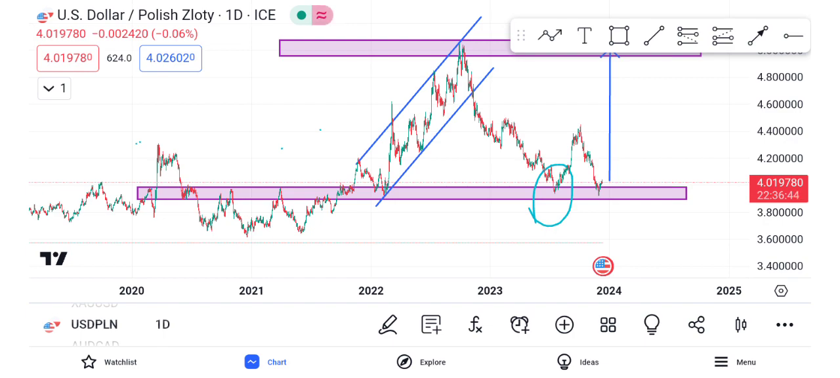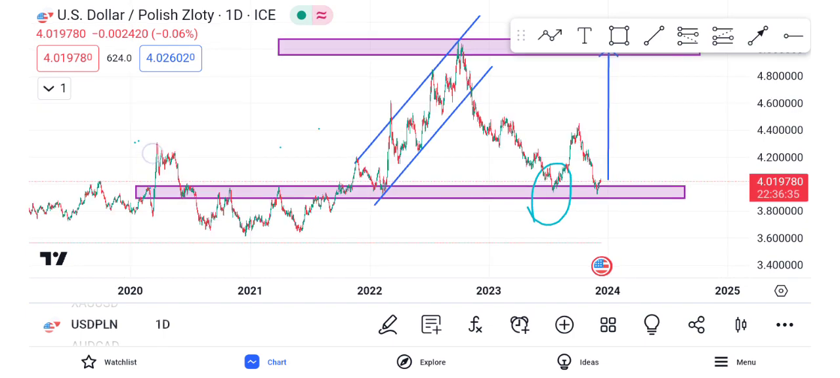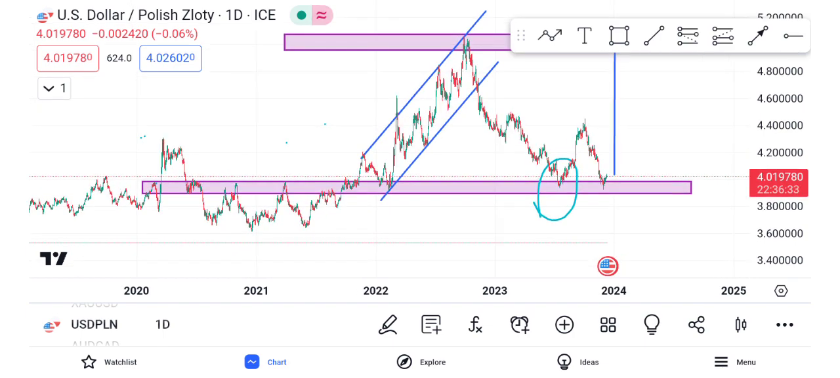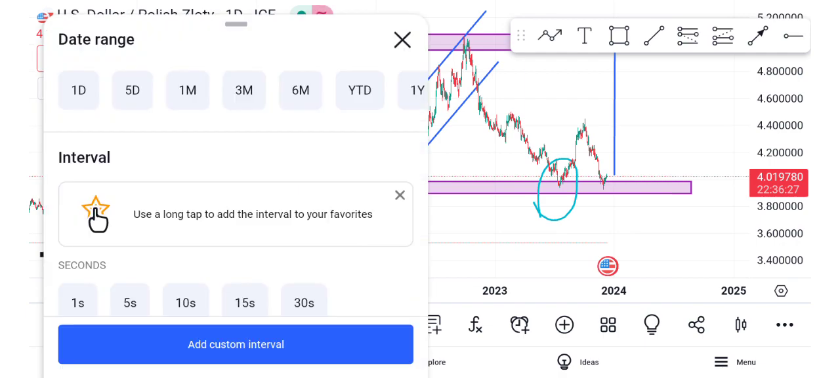When trading forex, you must not buy at the resistance and you must not sell at the support. So we switch to our weekly time frame to check out those things before we can proceed.